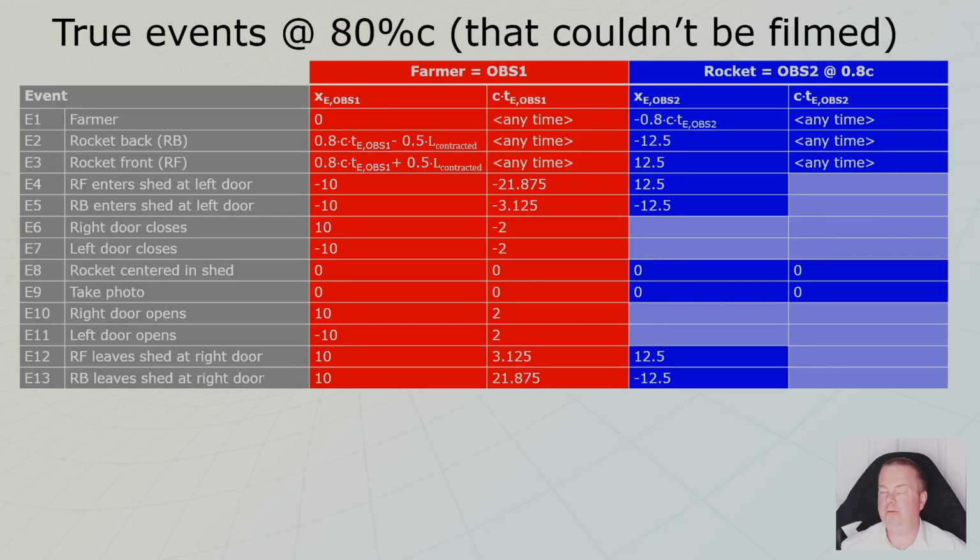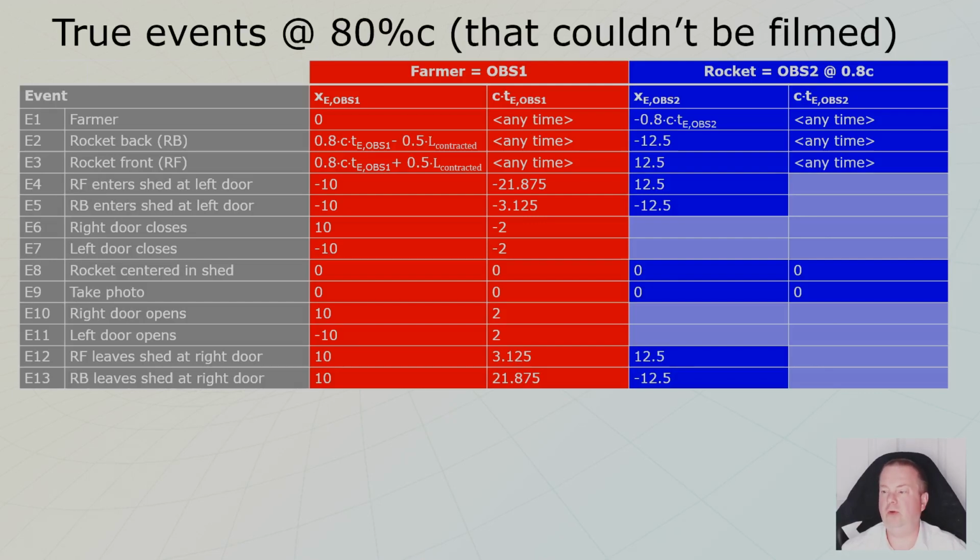Let's see. First, without the video, just classic special relativity. Here I have, as I've used before, my event table. We have 13 events, there they are in gray. And in red we have the reality from the farmer's perspective, the shed. And in blue, the rocket's perspective. And what I did is I put in all the stuff we already know: the X, the location of those events, and the time of the events.